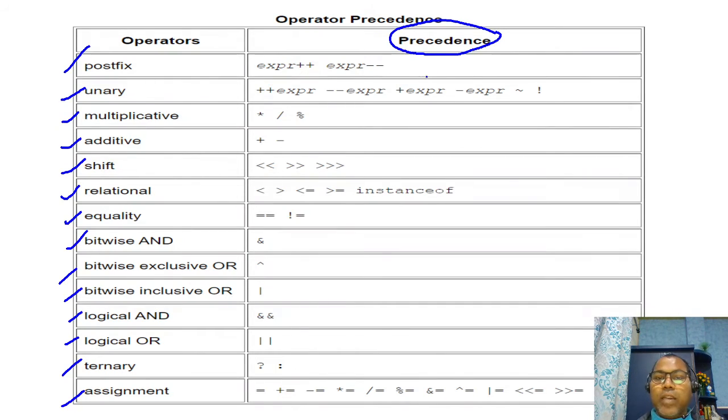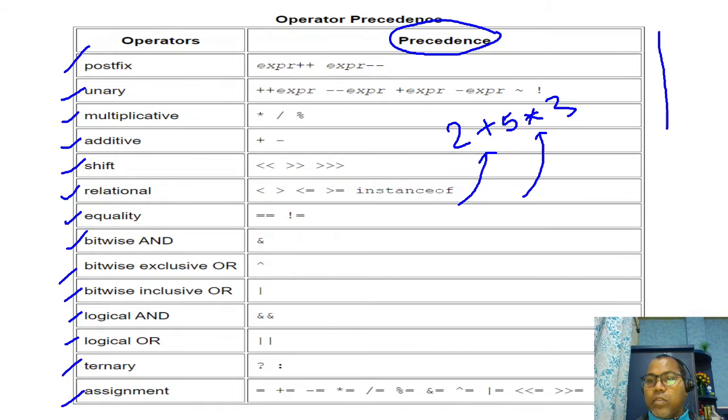Precedence means the order of evaluation. Let's say we have 2 plus 5 multiply by 3. In this case, are you evaluating the plus operator first or the multiplication operator? So precedence informs the compiler which is evaluated first, that this is the highest order and this is lower, from highest to lowest.